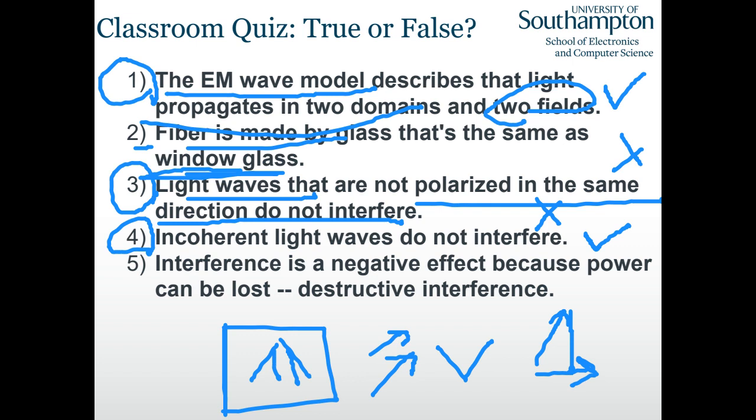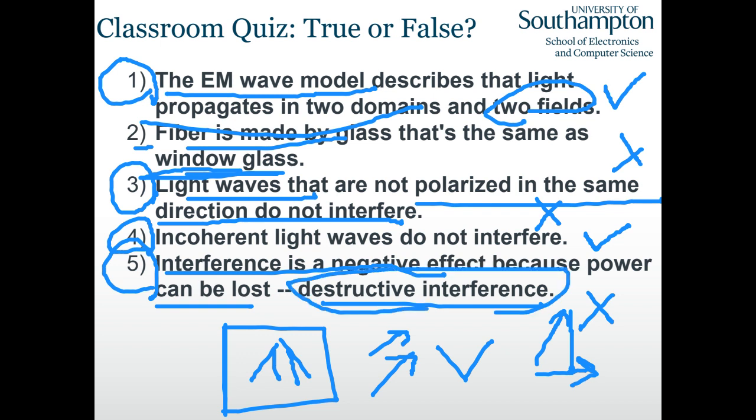Fifth, interference is a negative effect because power can be lost, especially when we have destructive interference, true or false? This is actually false. In physics, interference is a neutral term. When there is destructive interference, the power at this location is zero, but the power would simply go to other places. It's not lost.